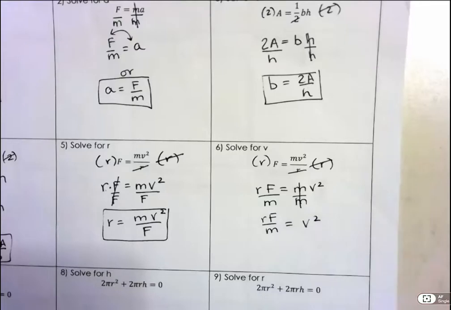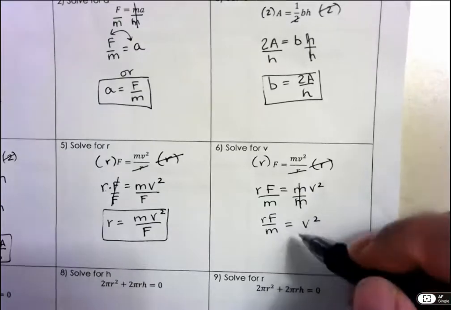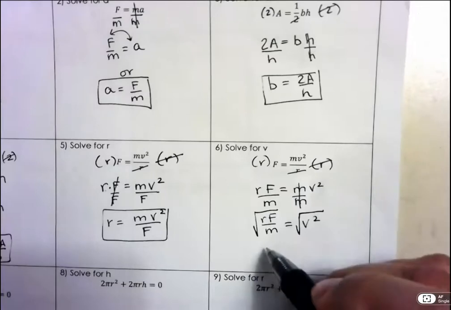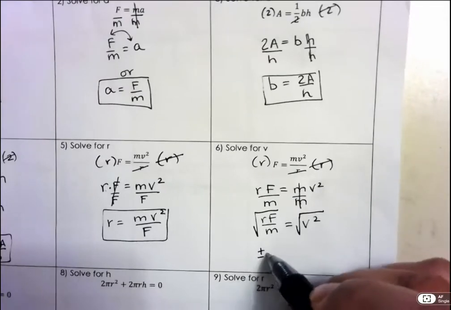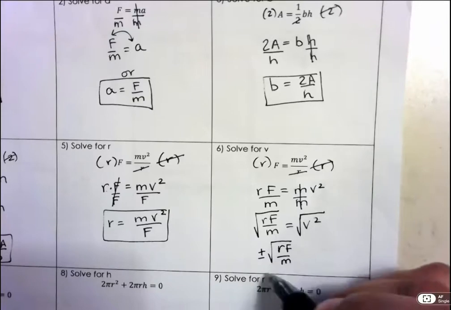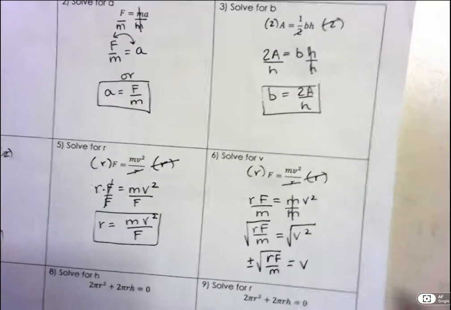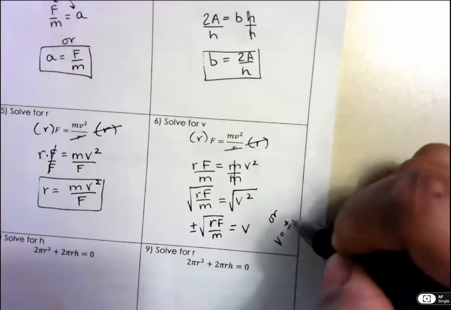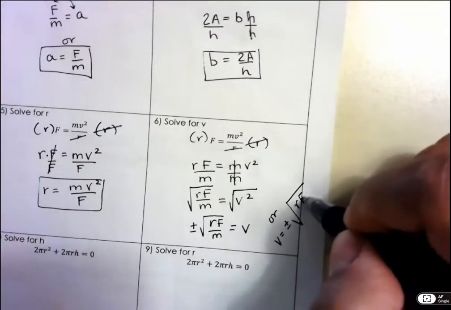Well, guess what? This is v squared. How do you get rid of v squared? You take the square root. So plus or minus the square root of rF over m. Every time you take the square root, you get a positive and a negative, right? That equals v. Or you can write it as v equals plus or minus the square root of rF over m.